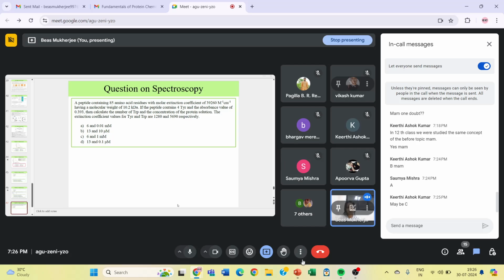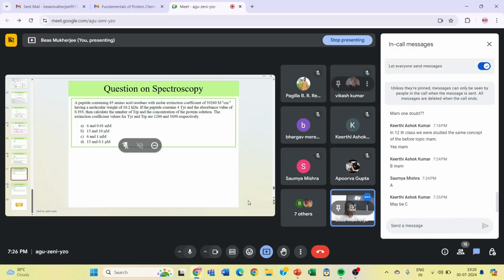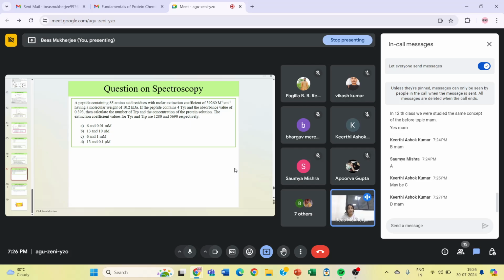So this is a question on spectroscopy again. And this is the last question for our class today. A peptide containing 85 amino acid residues with molar extinction coefficient of such and such, and having a molecular weight of 10.2 kDa. If the peptide contains 4 tyrosines and the absorbance value of so and so, then calculate the number of tryptophan and the concentration of the protein solution. The extinction coefficient values for tyrosine and tryptophan are this and this. This is a very common question.